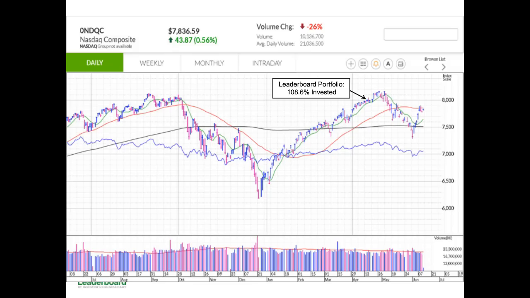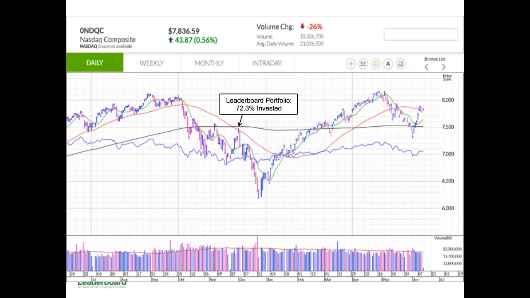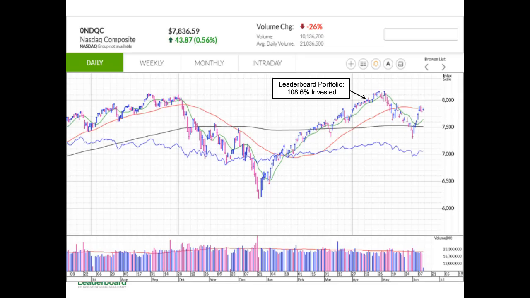So we went all the way down to 11% invested, and then we're going to get into the logistics or what the follow-through day looked like in a bit. But we went from 11.1% invested all the way up to 108.6. So we were on margin, and this was by April.